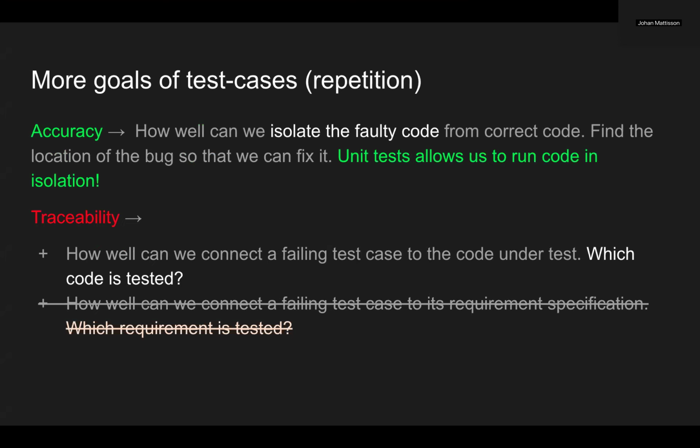And our tests, we want them to be as accurate as possible. What that means is that we want to be able to isolate the faulty code, right? So we want to be able to reach it, and we also need to isolate it as much as possible. If you do manual regression testing, for example, it's not very accurate, I would say. And we want to be able to connect the tests to the code that is under test.